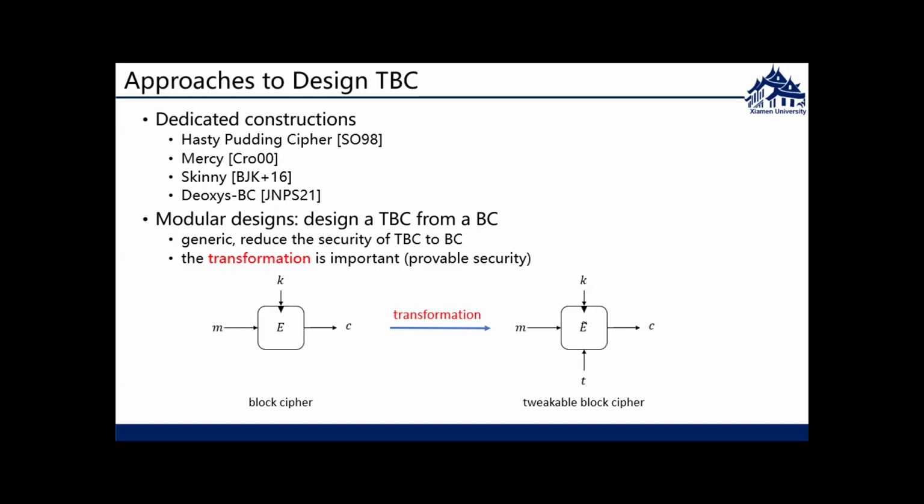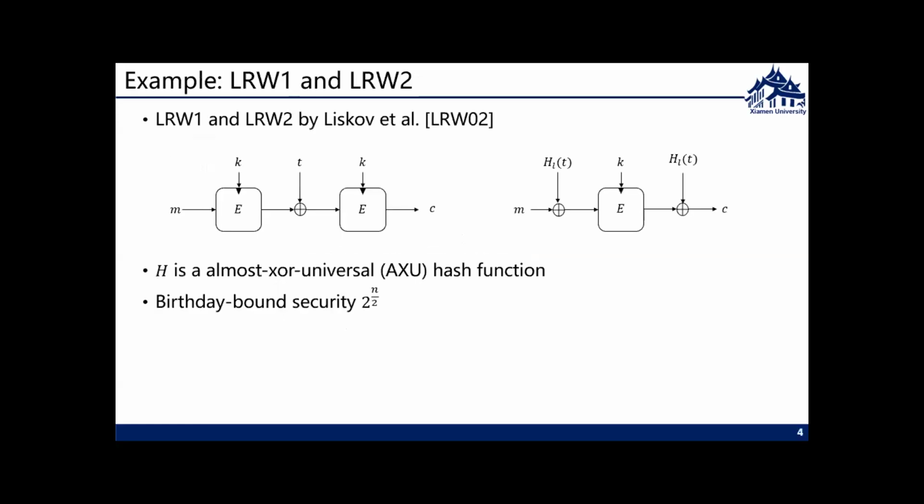This approach is generic, and we can also reduce the security of the tweakable block cipher to that of the block cipher. The transformation from block cipher to tweakable block cipher is important because we need to justify why this transformation is secure. Maybe there is some attack: even if AES is secure, if the transformation is not secure, then the tweakable block cipher will be insecure. That is why we need proper security proofs here. Here are some examples showing how to design a tweakable block cipher from a block cipher.